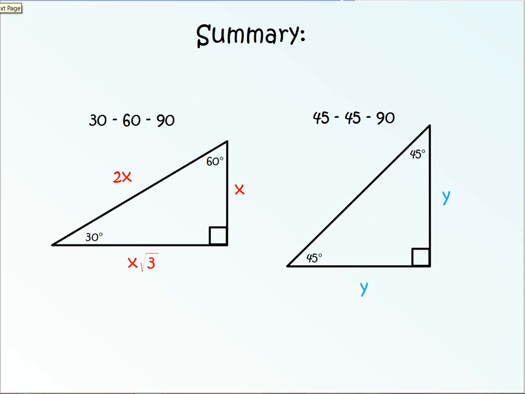On the 45, 45, 90, the two legs will be the same length. I'm going to call them y. And the hypotenuse is going to be the leg length multiplied by the square root of 2.